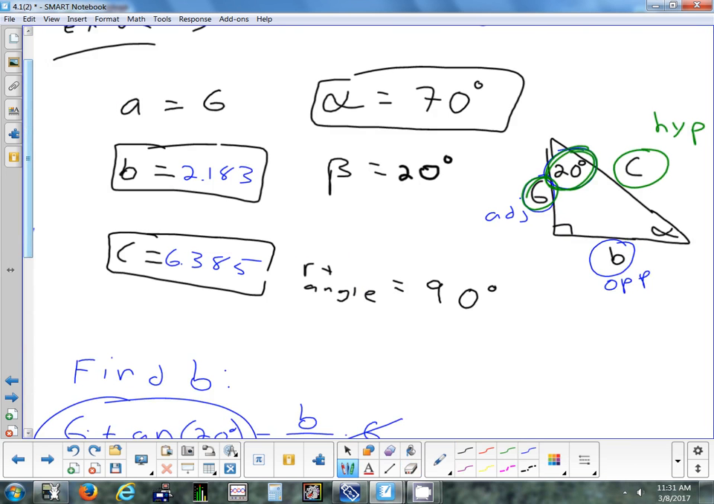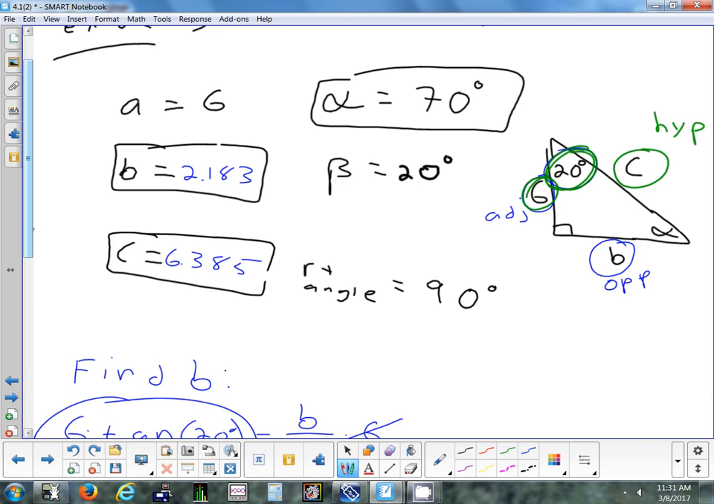Like the placement, where they are. The smallest angle has the smallest side, and the biggest angle has the biggest side. Exactly. The smallest angle should always be across from the smallest side, and the biggest angle should always be across from the biggest side. And there's another fact about just the sides.